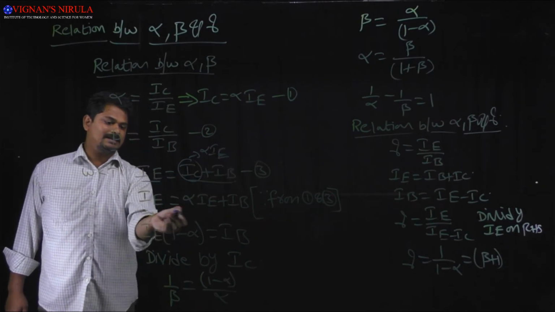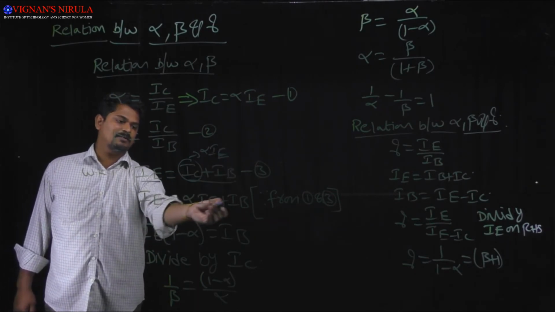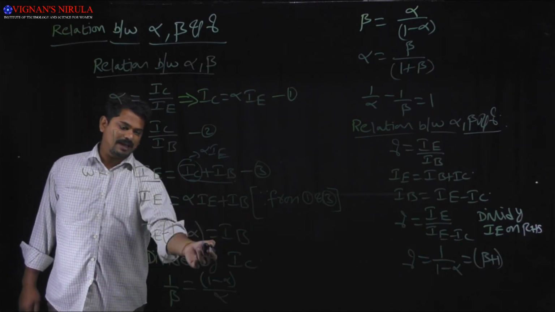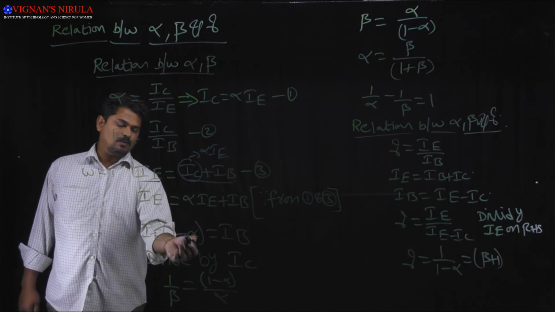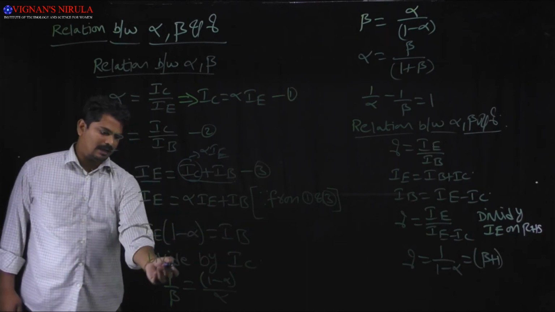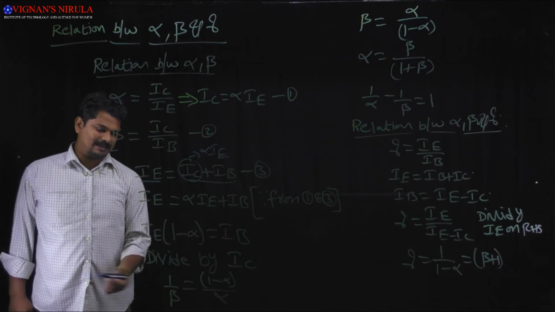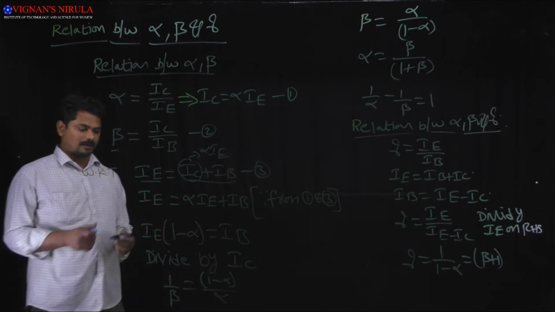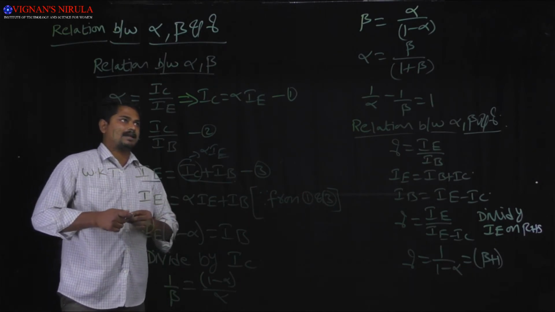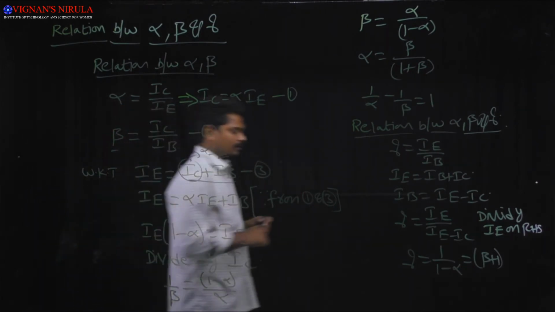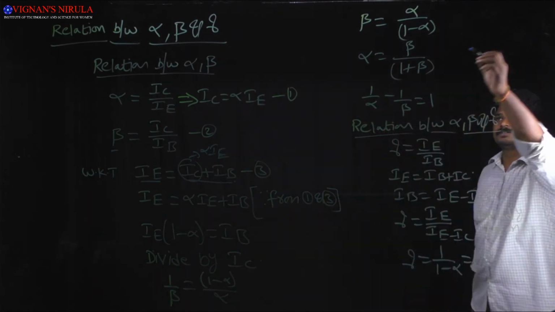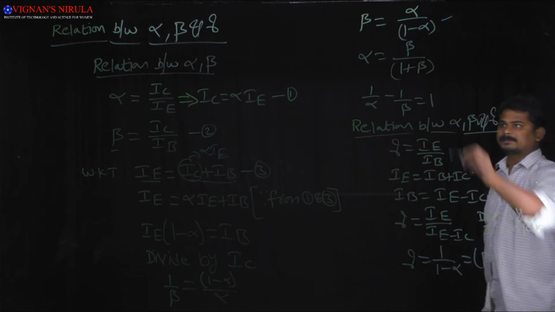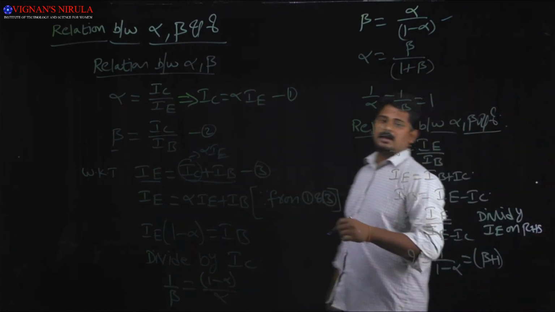we get IE equal to alpha into IE plus IB. Taking IE common, we have IE into 1 minus alpha equal to IB, and if we divide this equation by IC, we get IE by IB equal to 1 minus alpha divided by alpha. From this we can write that beta is equal to alpha by 1 minus alpha, and alpha is equal to beta divided by 1 plus beta.